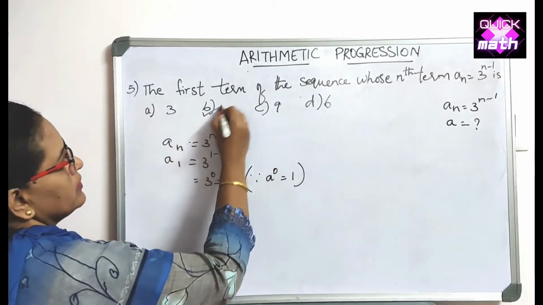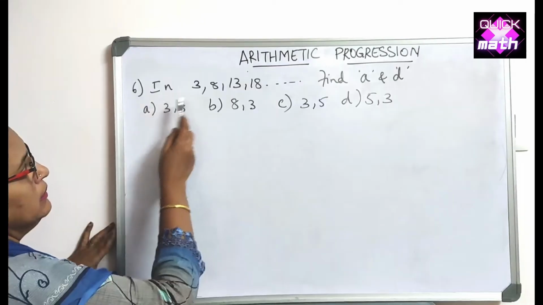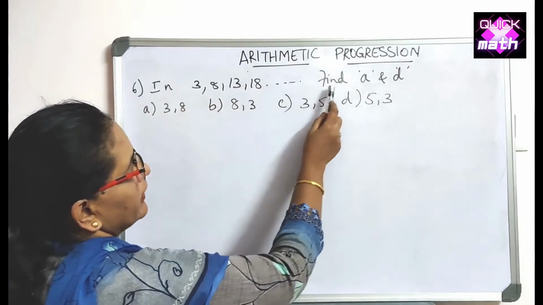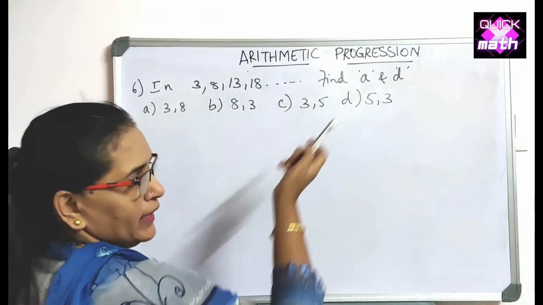So the one option is here. So we can take the option B. In 3, 8, 13, 18, find A and D. It is a very simple question. So they have given you the sequence, you have to find out A and D.